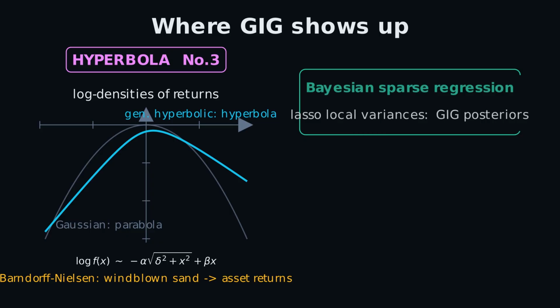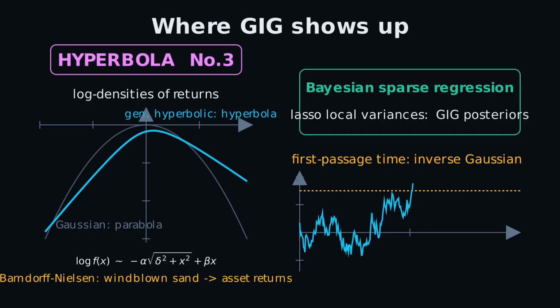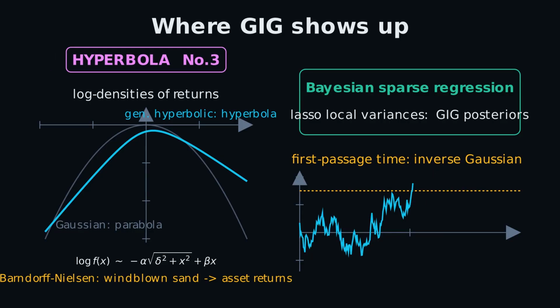In Bayesian statistics, GIG is a conjugate workhorse. In sparse regression samplers, like the Bayesian lasso, the local variance parameters have GIG posteriors. And the inverse Gaussian member of the family is the exact law of when a drifting Gaussian motion first hits a barrier, the hitting time distribution of finance and neuroscience alike.